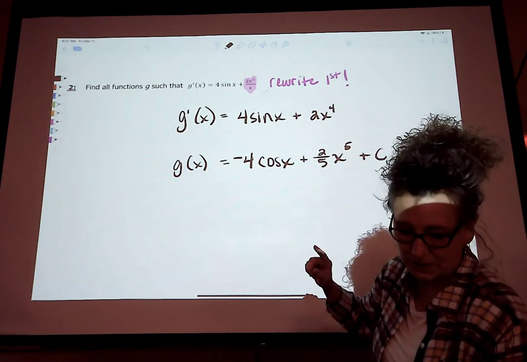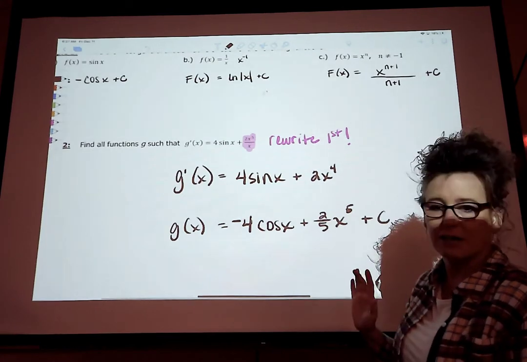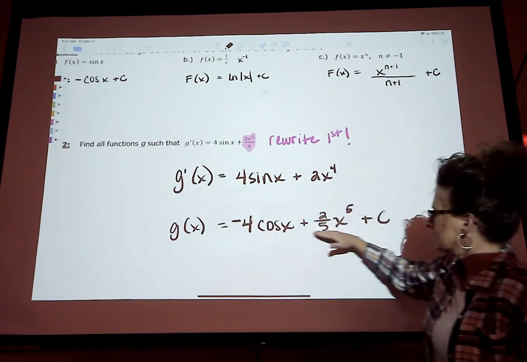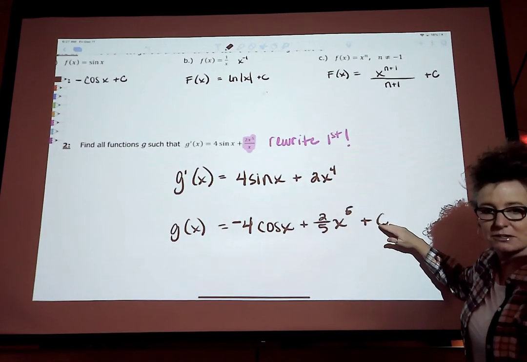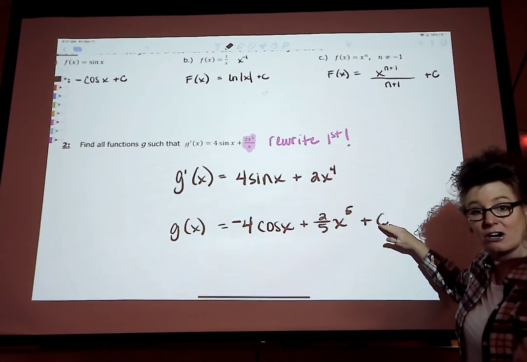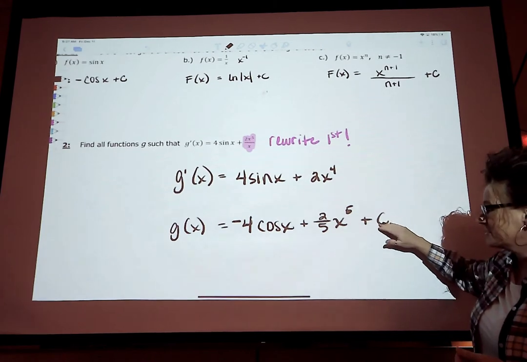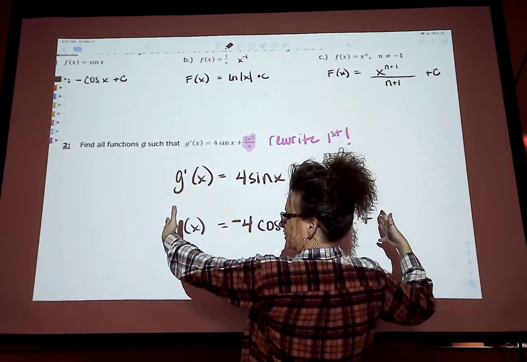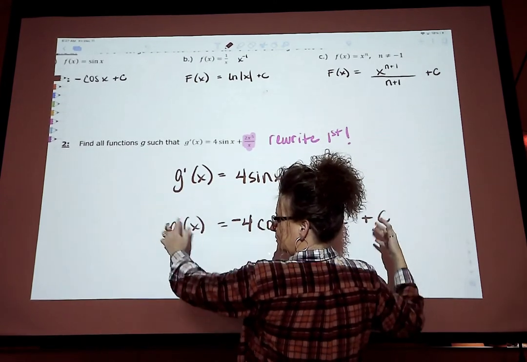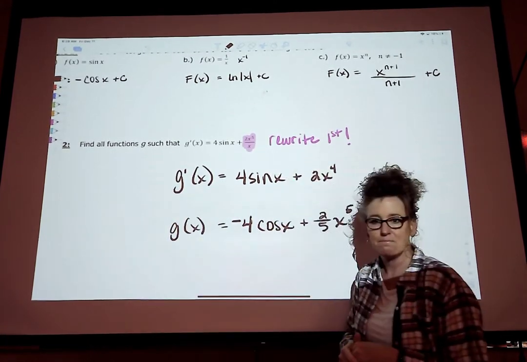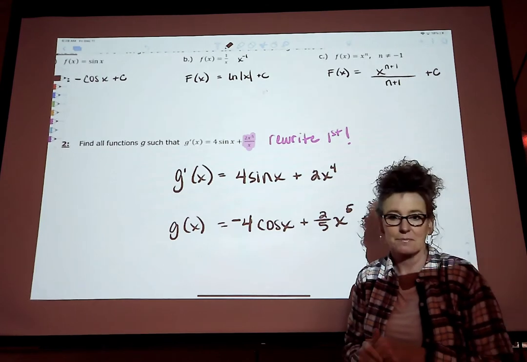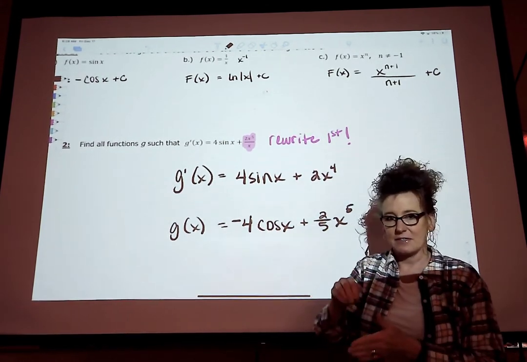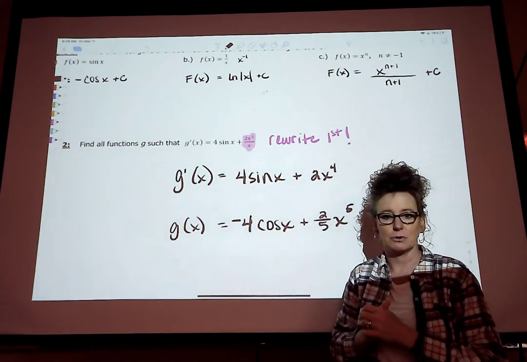And it said find all functions. Kind of weird, but all functions means there are infinite possibilities for C, for my constant. So this means there are basically an infinite number of solutions for the antiderivative. Alrighty, there you go. Power rule. Remember, you're going to raise it first, then divide. That's how you undo the power rule. All right, guys, good luck.